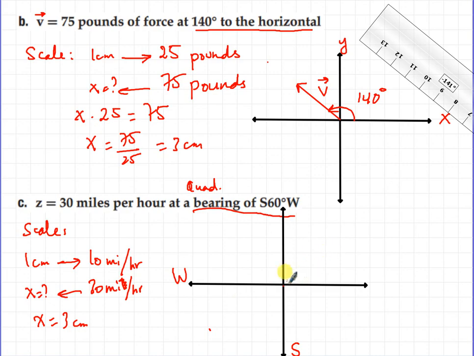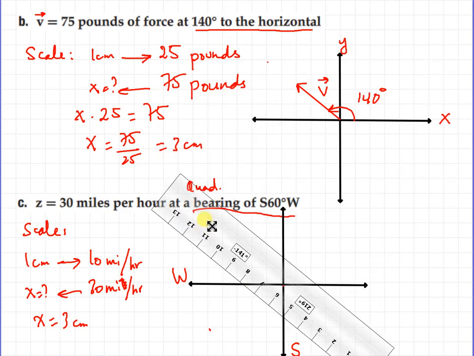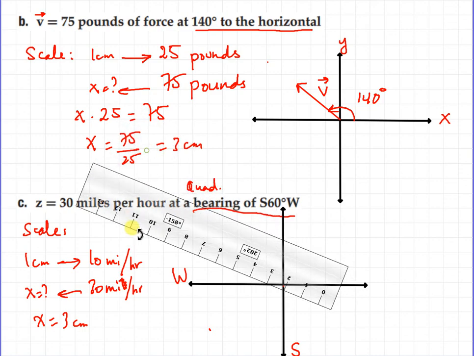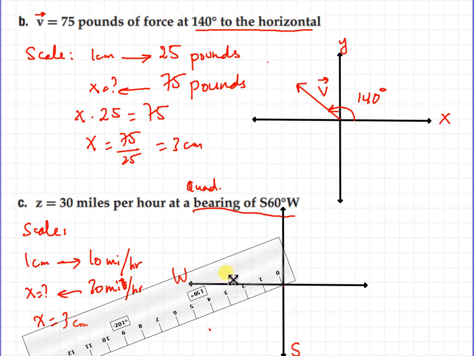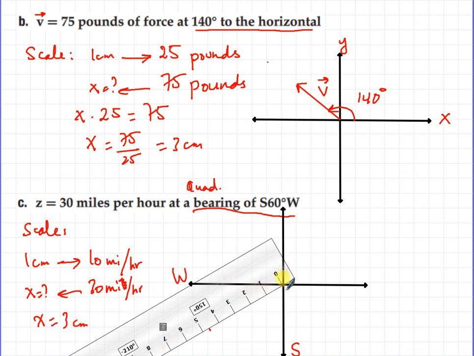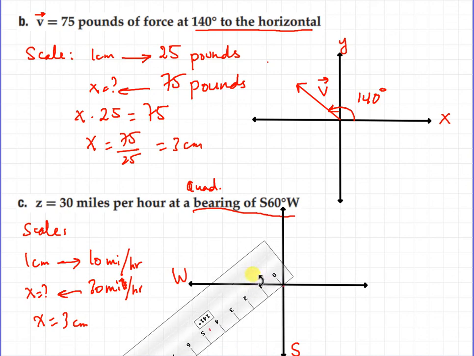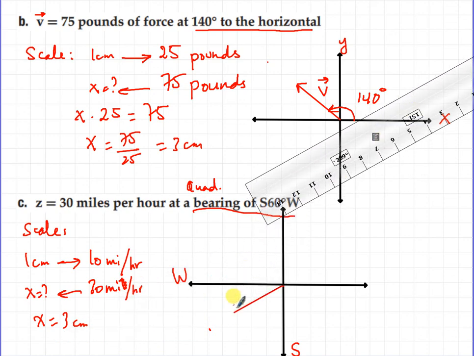Again, I grab the ruler here. Zero and 3 centimeters. Oh, this is 3 centimeters. And this is vector z. The 60 is here now because it's a quadrant bearing. Okay?